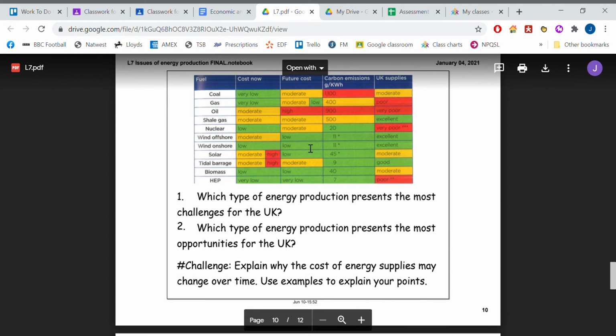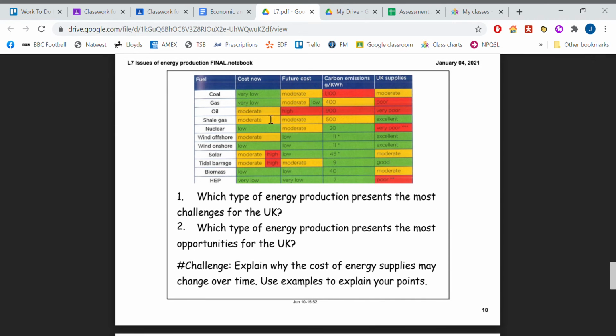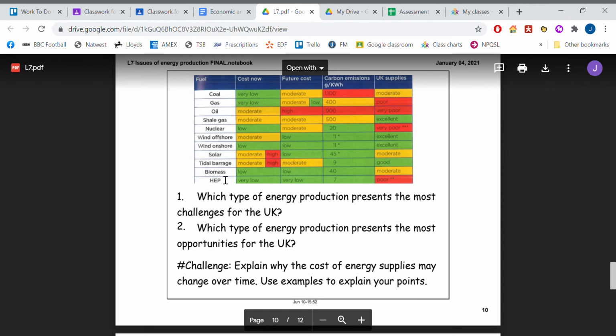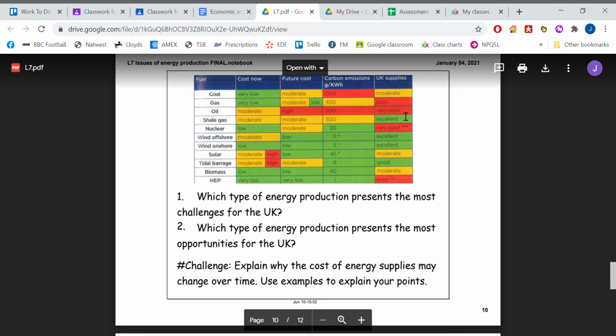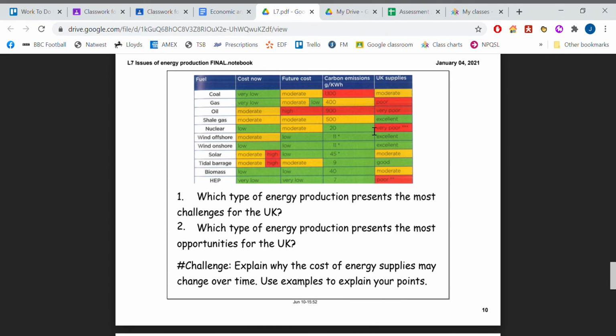Finally, for those of you aiming for the higher grades, in fact, I'd suggest everyone has a look at this. It's got, for each type of fuel, the cost now, future cost, carbon emissions, which is interesting, and the amount of supplies we have in the UK. So this may add to your disadvantages and environmental challenges. For example, with fossil fuels, gas, oil and coal have a huge amount of carbon emissions. In fact, coal is almost 3 times as much as gas, but we don't have many supplies of gas.